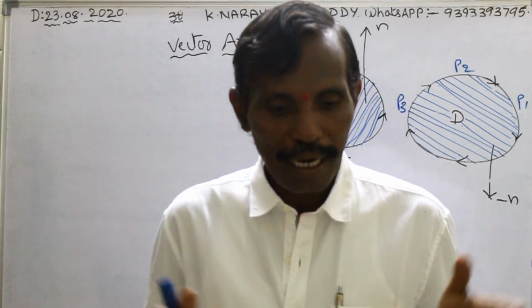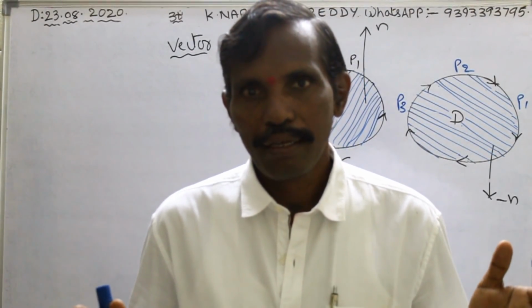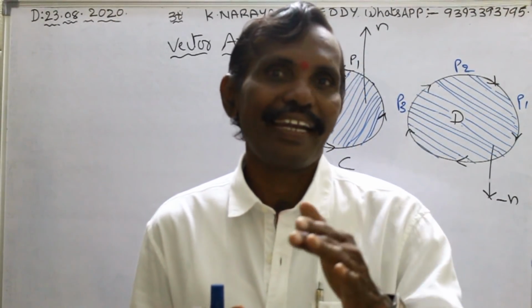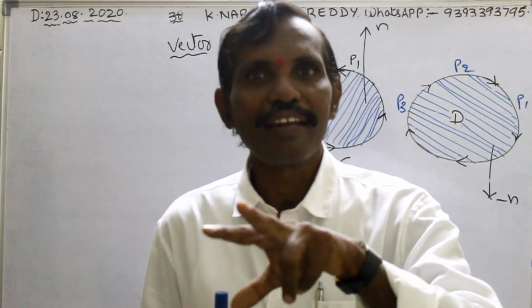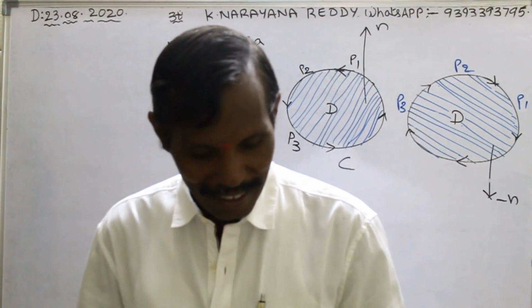Normally, suppose the area of a triangle is half into base into height, okay. But here you can mention direction, that is clockwise or anti-clockwise. That is the difference between normal area and vector area. That's all. Okay.